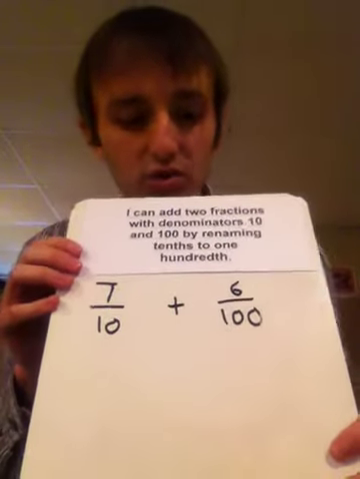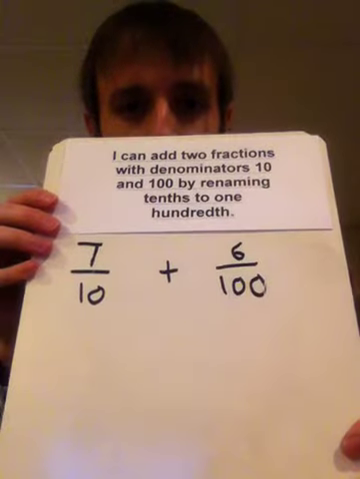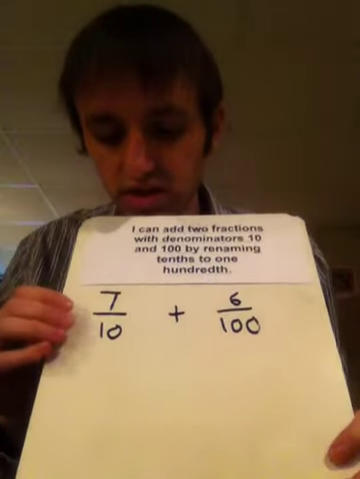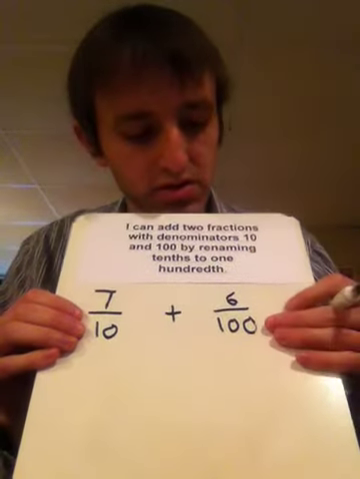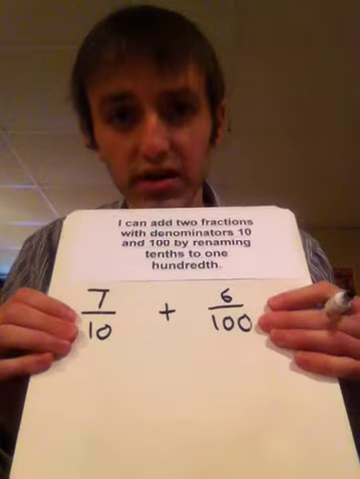Let's take a look at what we're going to learn today. I can add two fractions with denominators 10 and 100 by renaming tenths to 100s. As you can see, here's our denominator of 10, here's our denominator of 100. Now as I'm looking at these two fractions, I automatically know which one's bigger.